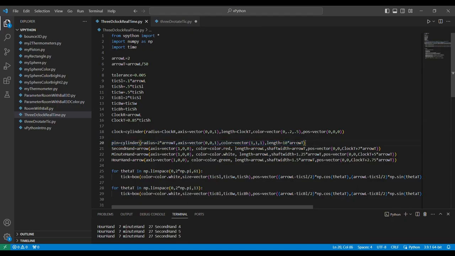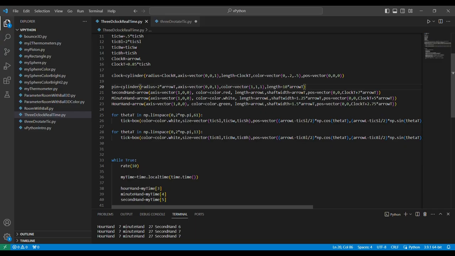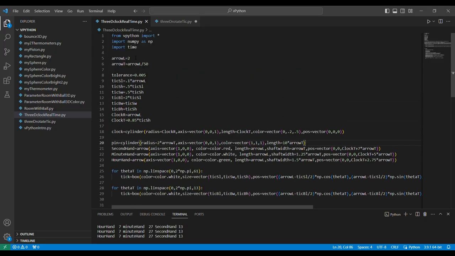of the clock. These four statements lay out the tick marks. Those are all parameterized based on the length of the arrow, and so the size of the clock is based on the length of the arrow as well.